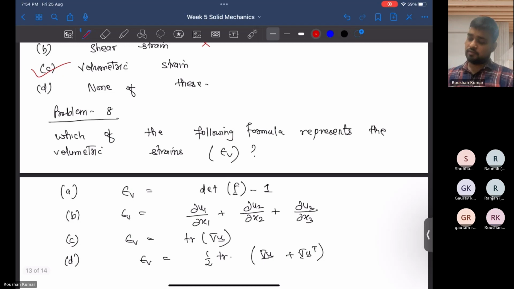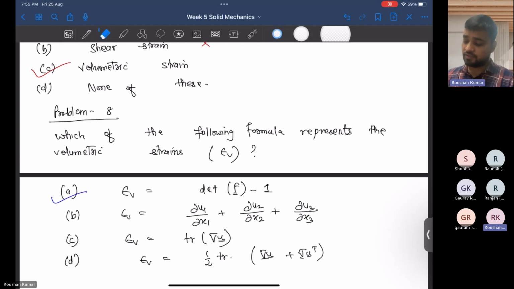If you were in the meeting from the start, you can do this question very easily, because at the start of the session I briefly gave an overview of the lectures. The first option, determinant of F minus 1, is correct, because F is the deformation gradient tensor.